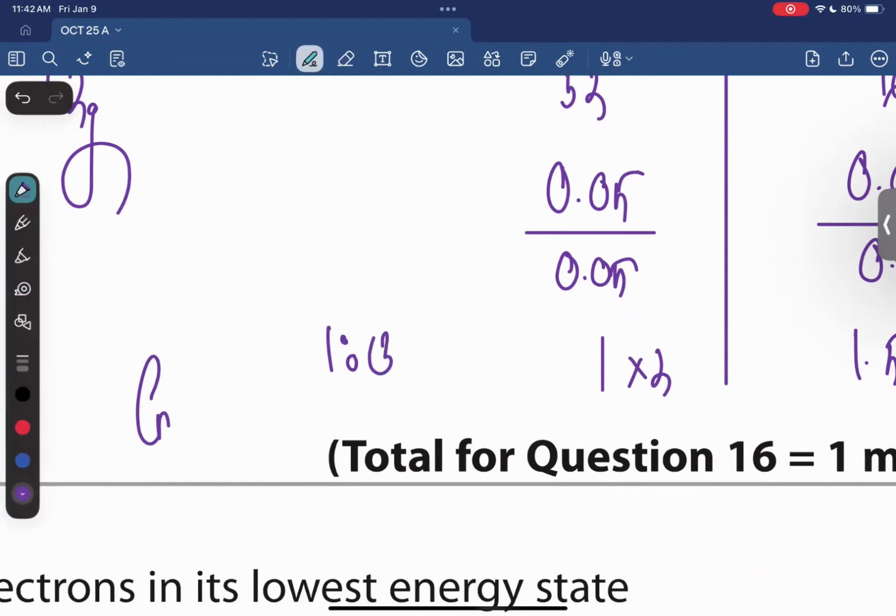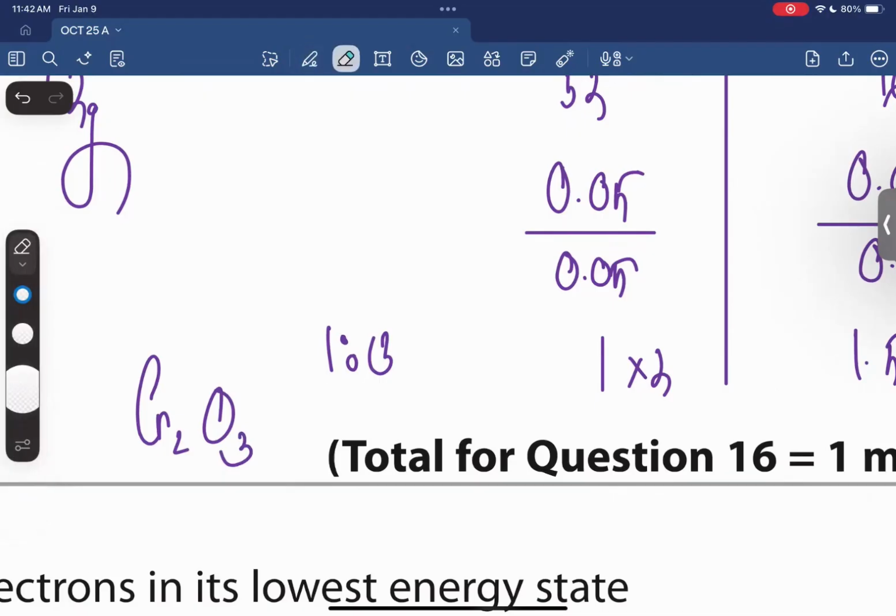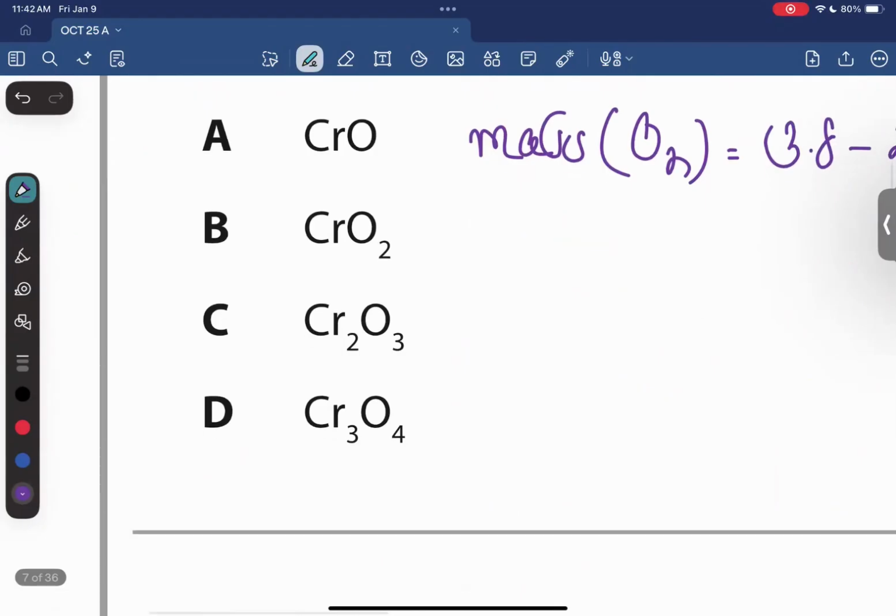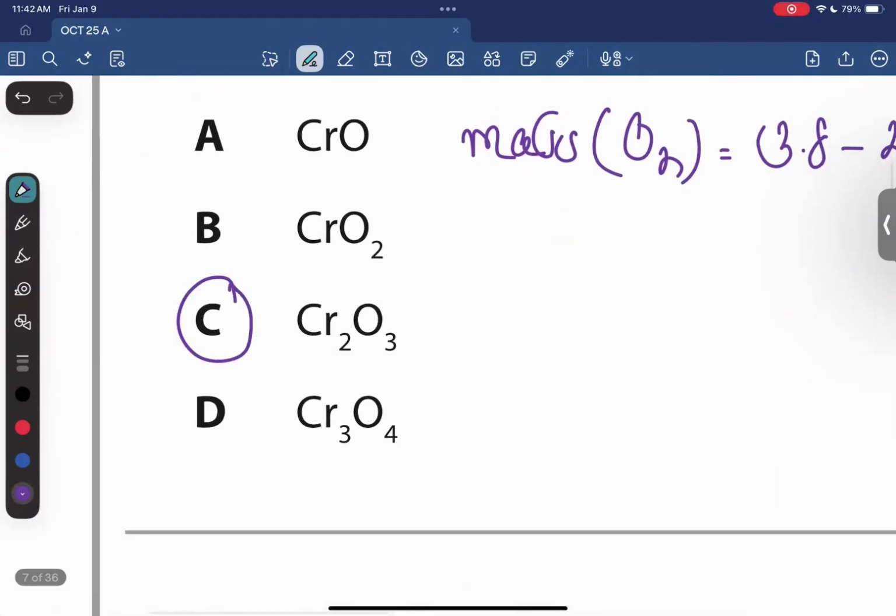1.5 times 2 is 3, right? So Cr2O3, you have a ratio of 2 to 3, right? So the answer from here should be C, Cr2O3. Okay, so C should be the answer of this question. Moving on to question number 17.